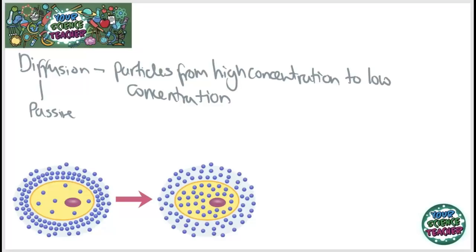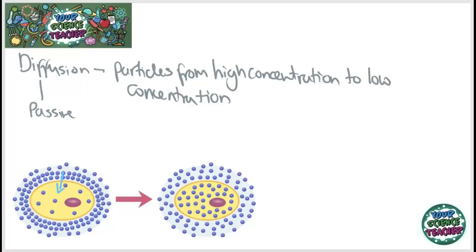Now, if I look at this cell down here, you can see that there are particles on the outside. This could represent oxygen, and these oxygen particles are going to move into my cell through my cell membrane due to the concentration gradient. That means that they're going to move in because there's more on the outside than the inside. Now, carbon dioxide does the opposite to oxygen. Carbon dioxide is in a greater concentration in your cell, so will move out of your cell.